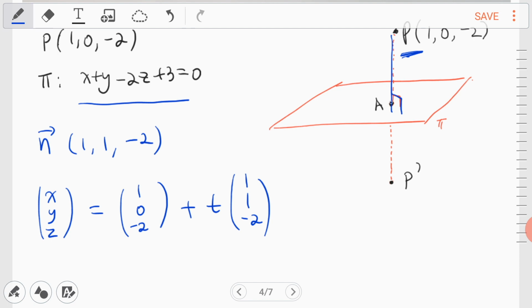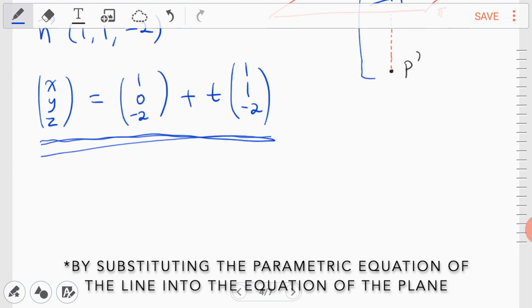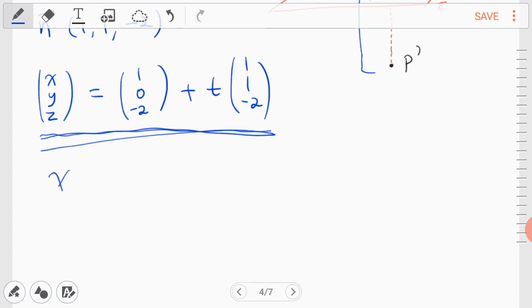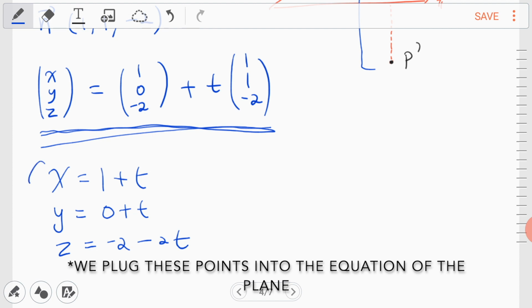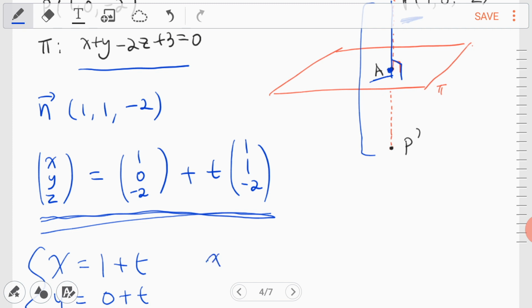Now what we have to do is find the point A that intersects with the plane over here. Since this line represents the line from P to P', we can find the point A by plugging the equation of the line into the equation of the plane. So let's change this to the parametric equation. x equals 1 plus t, y equals 0 plus t, and z equals -2 minus 2t. And we'll plug these into the equation of the plane, which is x + y - 2z + 3 = 0.